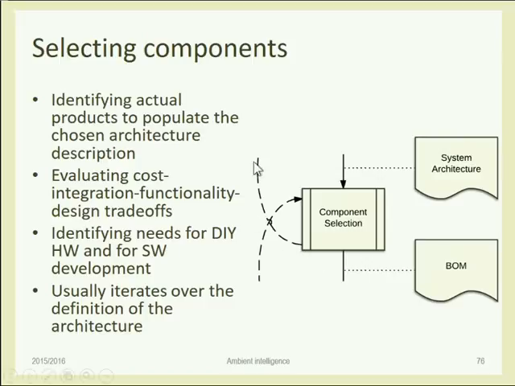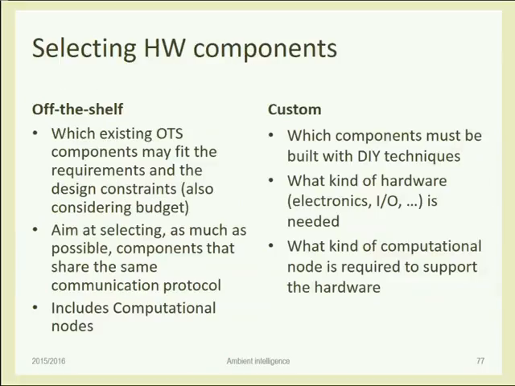You always see that there are these arrows going back to the previous steps saying, okay, maybe at one later stage, I discovered that something in earlier stages was not optimal, and so I need to go back. It's normal. Don't be scared about that. And about the selection of hardware components, our first choice will always be looking for off-the-shelf components. If we find something in the market that already does what we need as a hardware component, let's try. This is our first choice.